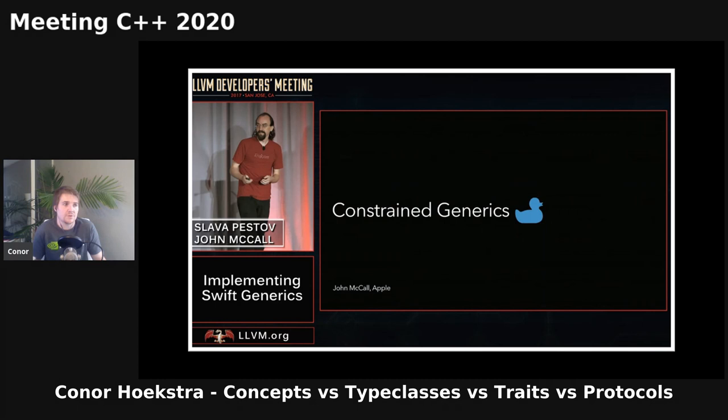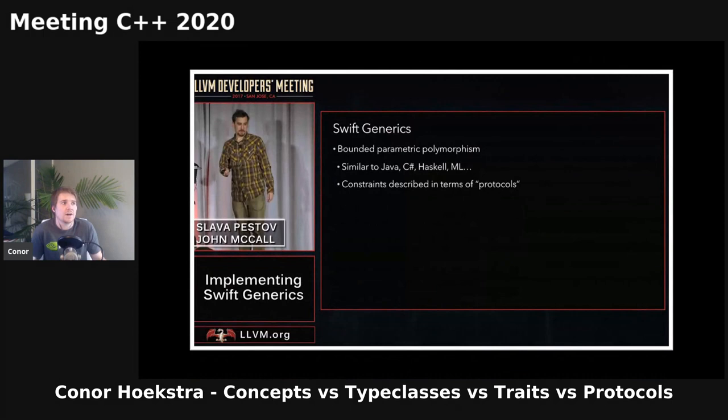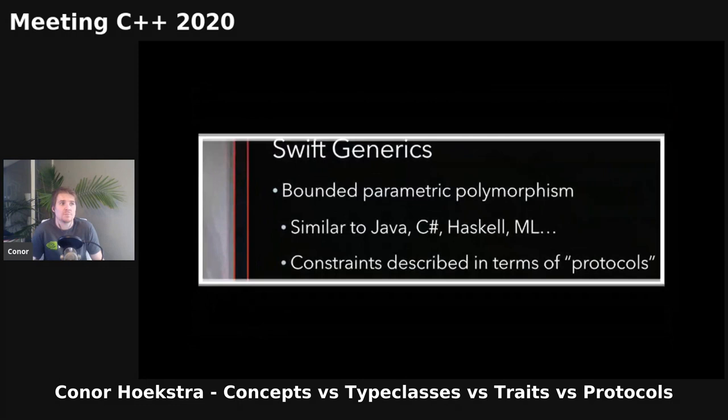From the C++ perspective, you are constraining. A concept is a constraint on your generic type. You're limiting what you can pass into a generic function when you put a concept on it, where it's the opposite in other languages. Furthermore, in the same presentation, or I think it was even earlier, it refers to the parametric polymorphism that Swift has as bounded parametric polymorphism.